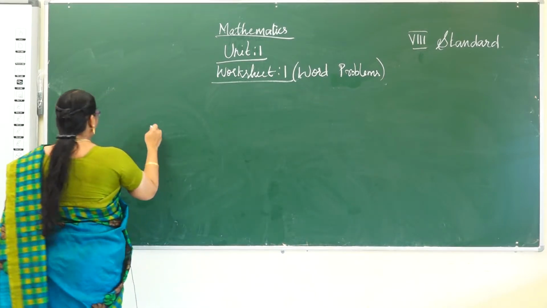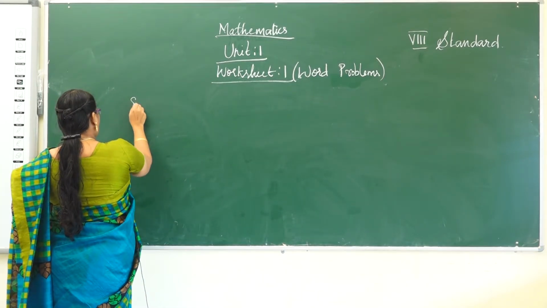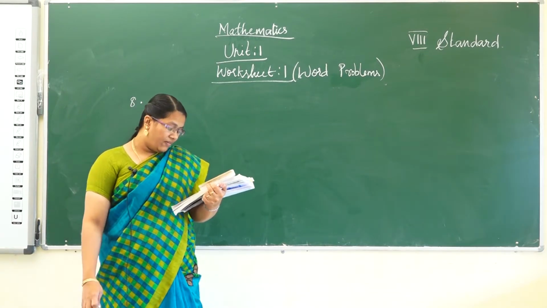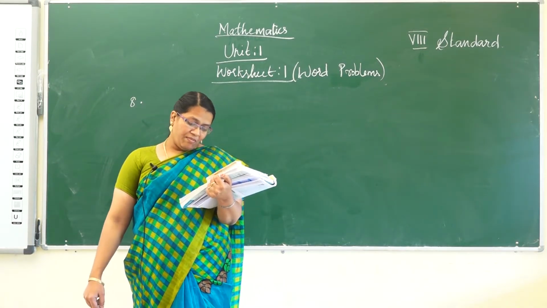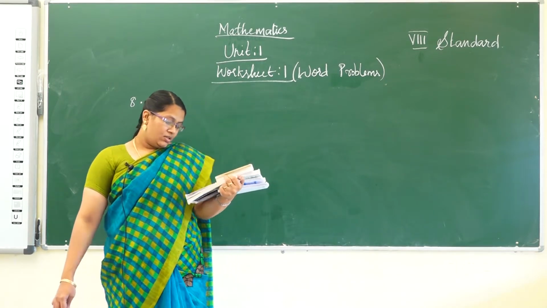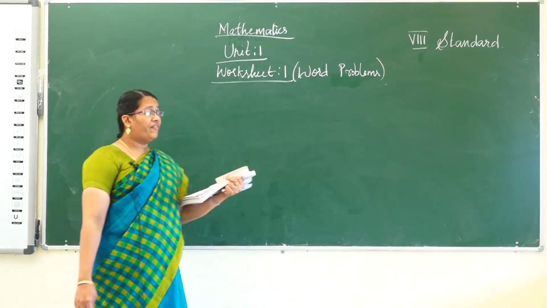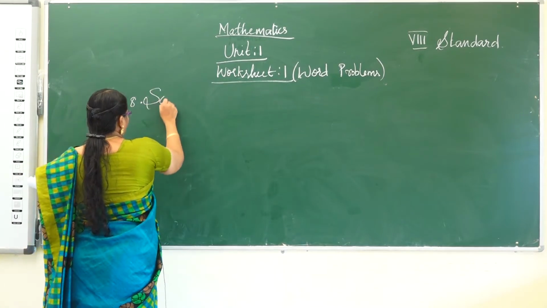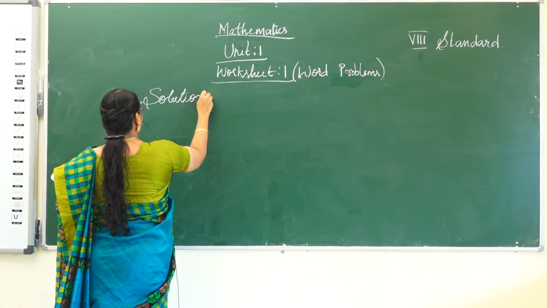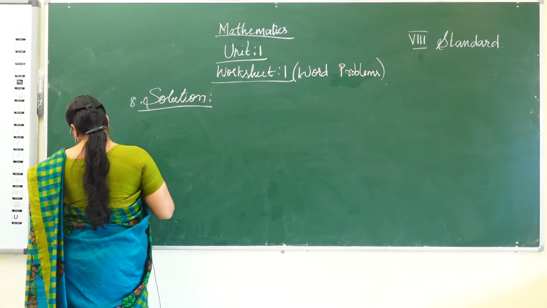See the first word problem in sheet 1, the 8th one. Subtract the sum of minus 6 by 11 and 4 by 5 from the sum of 2 by 11 and 3 by 5. Okay. So first find out the sum of the values. So what is the sum of values?